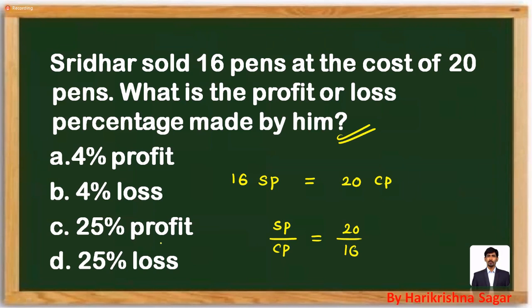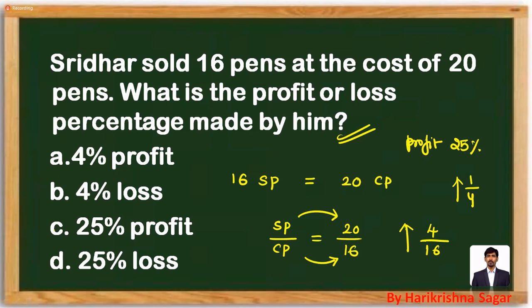20 by 16. So from this data, we can comfortably say the cost price of the article is 16, selling price is 20. On top of 16, there is an increase of 4. It is giving a result as 1 by 4. 1 by 4 is nothing but 25%. Increase indicates the profit. You can mark your answer choice as 25% profit.